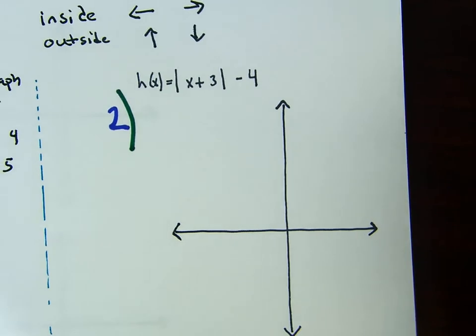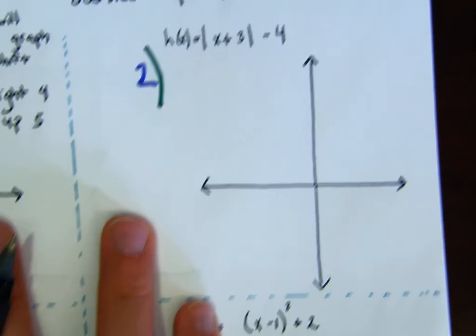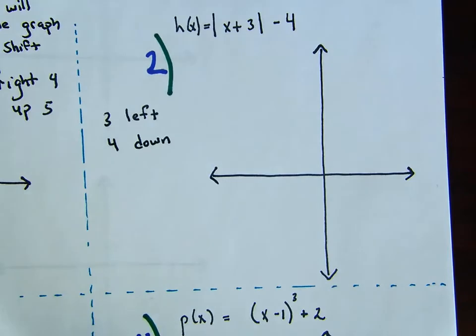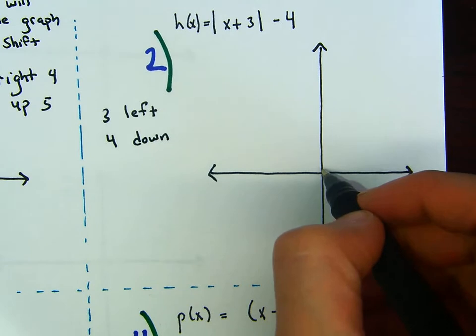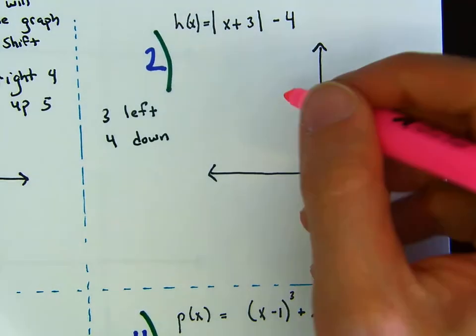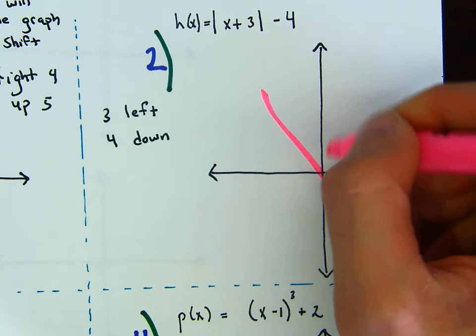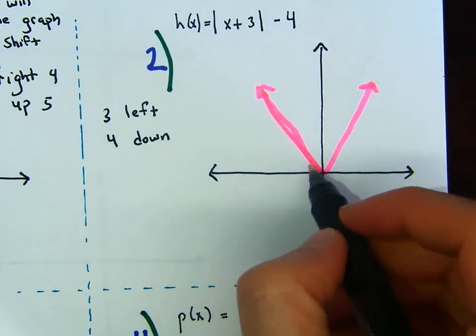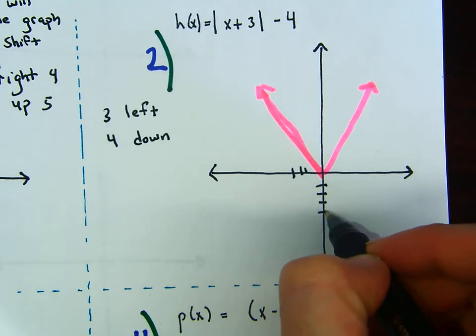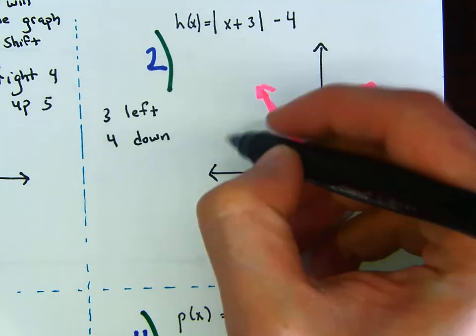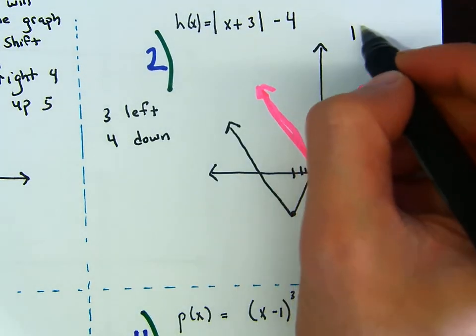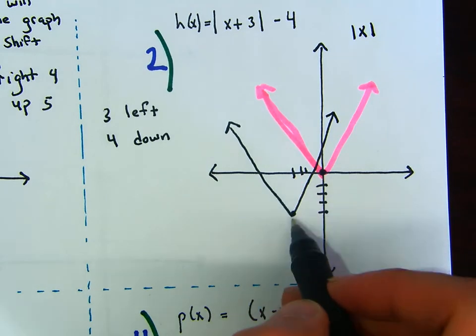Okay, so let's see. How will this one move? This will be 3 left, 4 down. And notice that it is an absolute value function, so let's say 3. The original absolute value will look like this, like some v. Right? So it's going to be 3 left, 4 down, and the vertex of this gets right over here, and this is your new graph. This is shifting the original absolute value of x 3 to my left and 4 down. Okay. Next one over here.